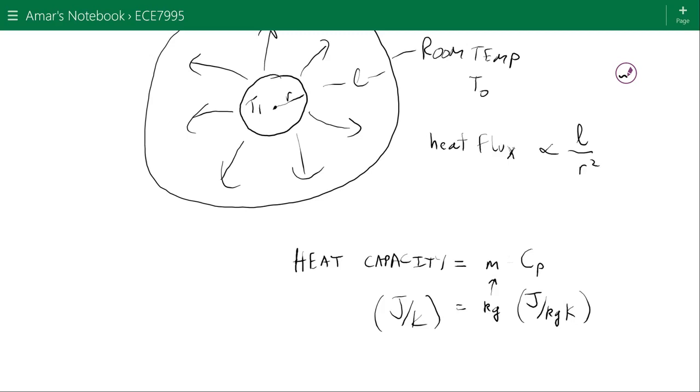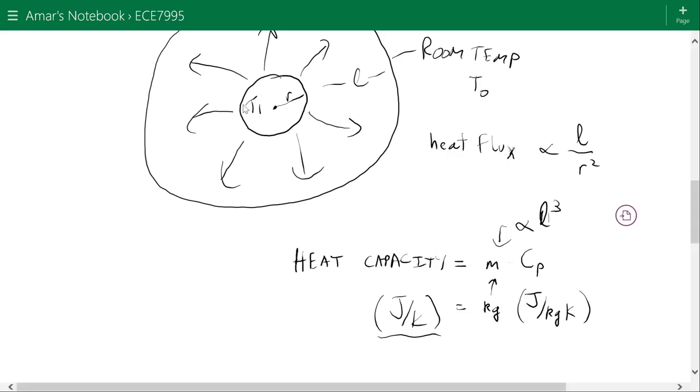Now, what does this mean? Joules per Kelvin means how much energy, how many joules of energy, do we have to put into that object in order to change the temperature by 1 Kelvin? Something with a lot of heat capacity means we have to dump a lot of heat energy into it just to change it by 1 degree. Now, heat capacity scales as m, so that is proportional to length cubed. So heat capacity has to do with how much energy has to leave this object before it reduces its temperature. Joules per Kelvin.